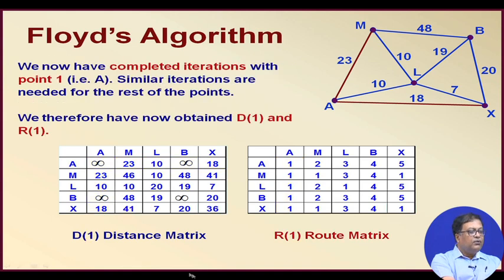So, now we have computed and we get these two matrices, which we can call D1 and R1. D1 is the distance matrix, R1 is the root matrix. What have we observed? We have now got all distances through 1, that is through A. Through the point A, all distances are computed, and all those values that have been changed are now changed to 1, right. So, this is my new distance matrix, all through 1. This is the D1, right.